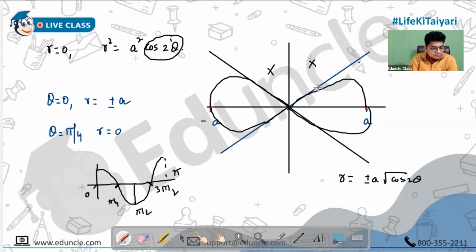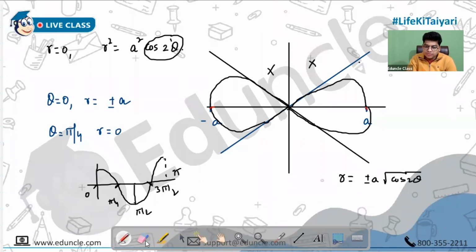Answer is no, 2a square pi no, 8a square pi by 4 plus 1 minus root 2. cos 2 theta अंडर रूट में आएगा. आपने क्या करा होगा? r is equal to a square cos 2 theta लेके लिया होगा r की वैल्यू.